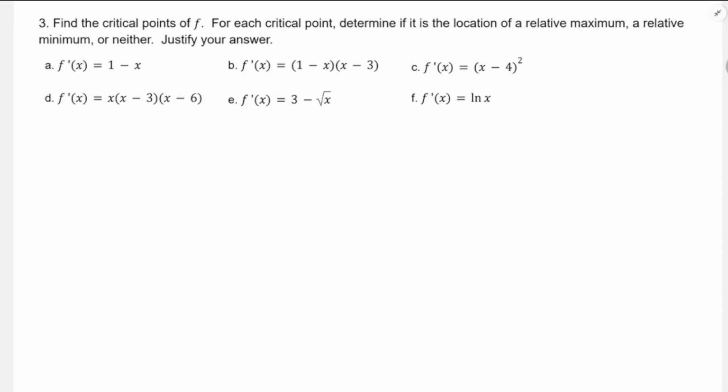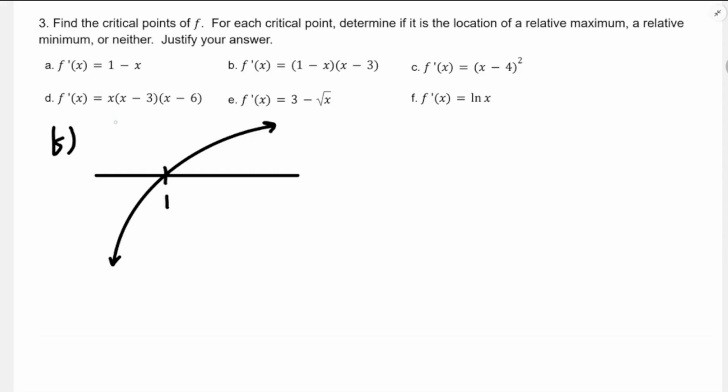Oh, and then for f prime of x equals natural log x. Okay, so on one hand, if you know that the graph of y equals log x looks like that, let's see, okay, that's 0 at x equals 1, and there's actually that vertical asymptote at x equals 0, but that's not as important as the fact that it's only 0 at x equals 1, and it's a sign change from negative to positive, so it's going to be a local minimum.